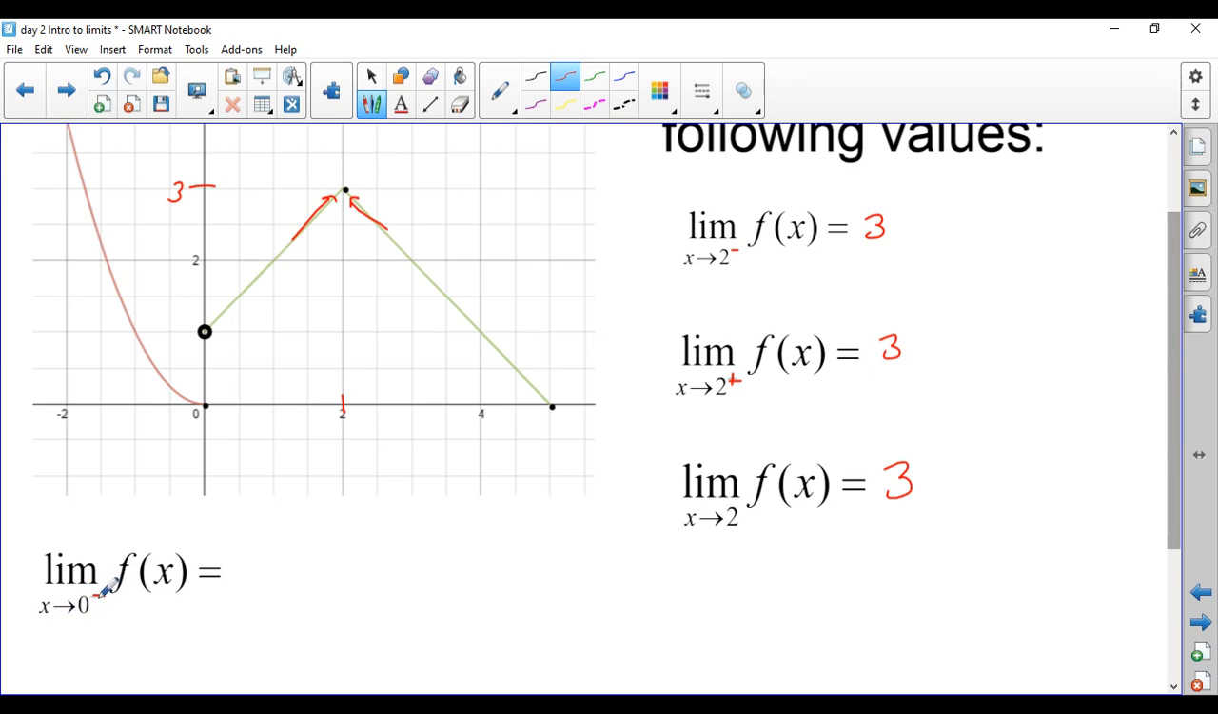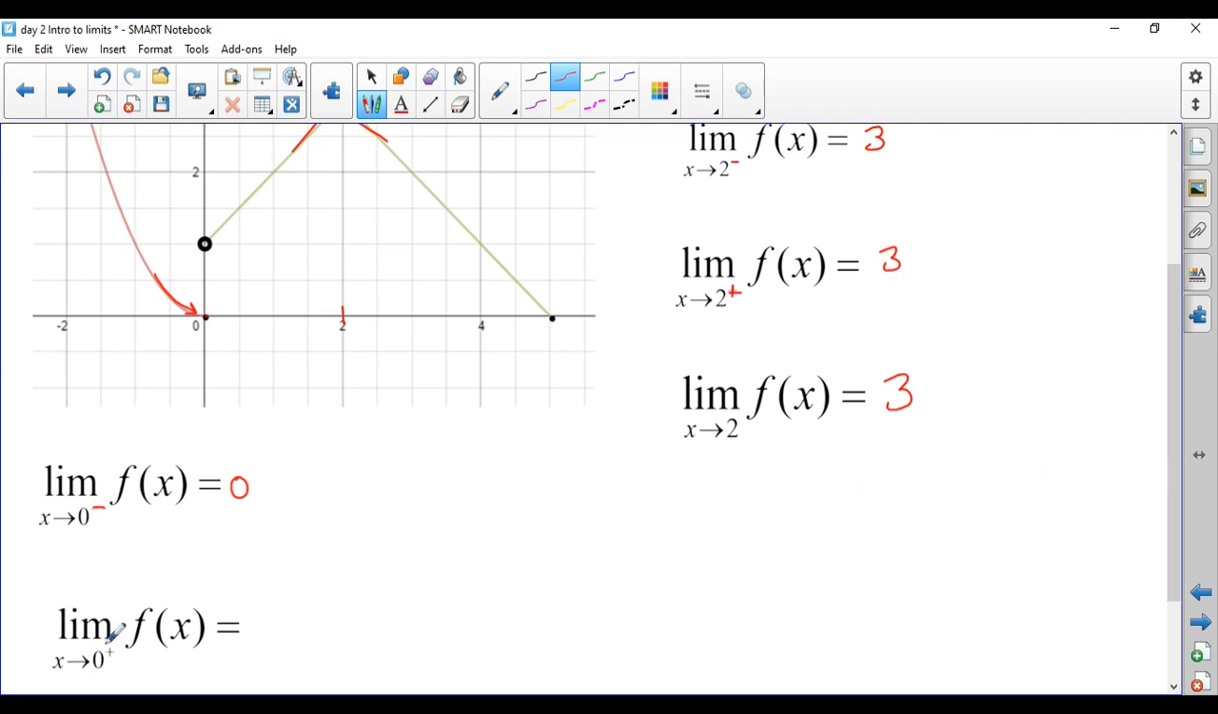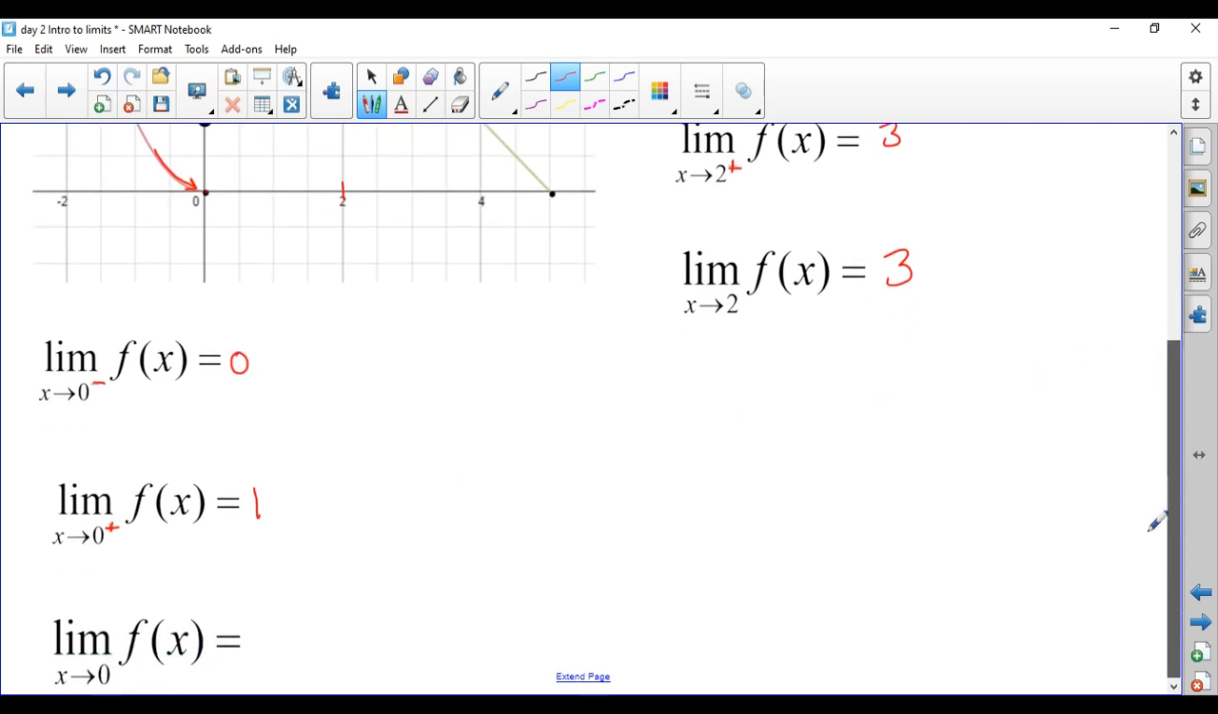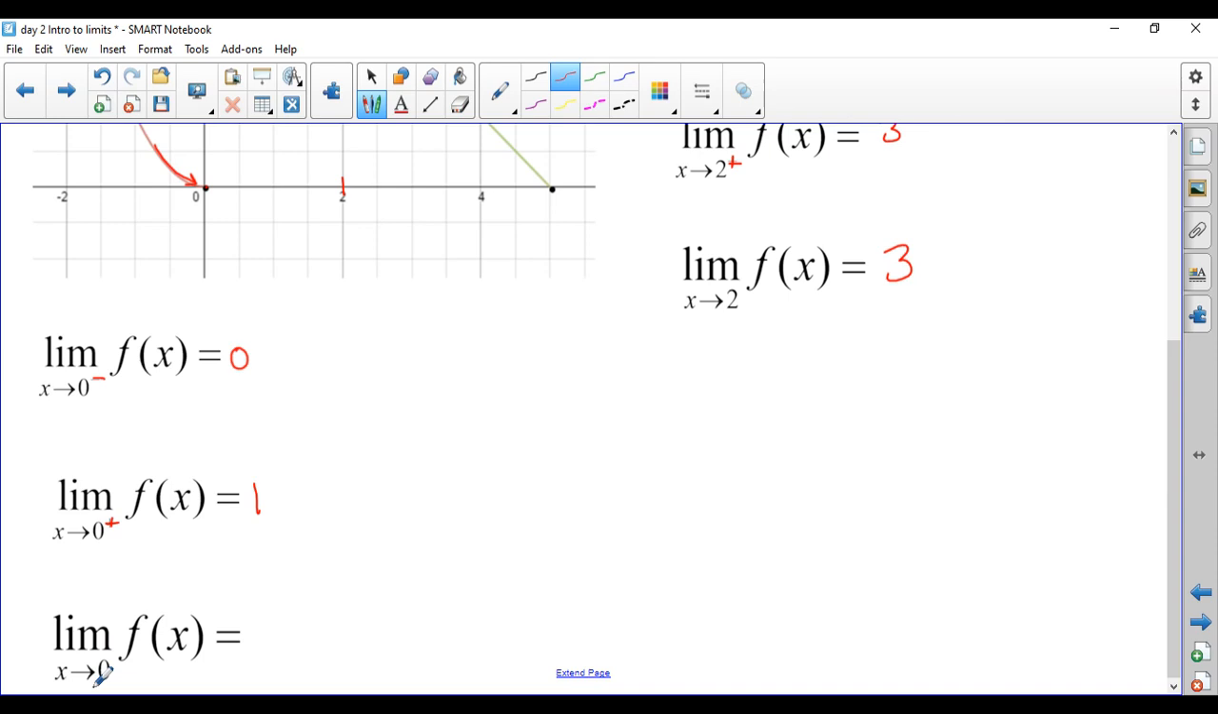This is different from what's happening around 0. As x approaches 0 from the negative side, down here, the y coordinates get closer and closer to 0. But as x approaches 0 from the positive side, the right limit, going this way, the y coordinates get closer and closer to 1. Since those two limits are not equal to each other, if we ask for the limit as x approaches 0 of f of x, we say it does not exist, or you can abbreviate DNE, does not exist.